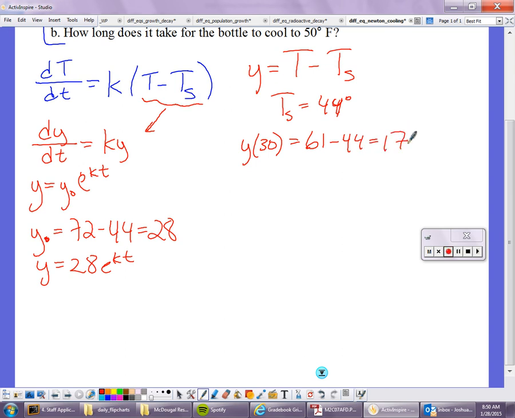Y is not the temperature after 30 minutes. Y is the difference between the temperature of the object, the bottle of pop, and the temperature of the refrigerator. So at that point, after 30 minutes, that difference is 17. 17 equals 28 e to the k times 30, 30 minutes. Okay, now familiar, I can go solve for k.